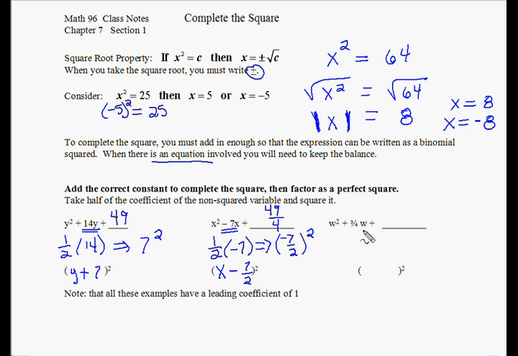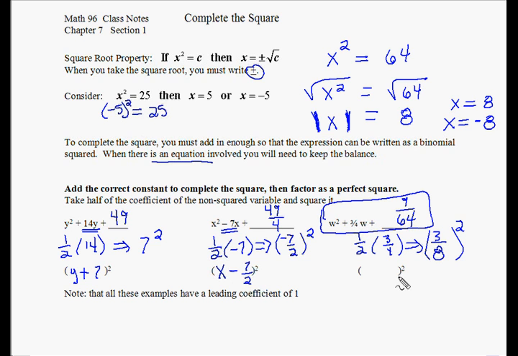One more shot at this, getting a little bit more complicated. How do you take half of a fraction 3/4? That's right, you get 3/8. And then you would have to square that. So 3 squared is 9, 8 squared is 64. So if I wanted to factor this expression into a perfect square, I would break down the first, w, and I'd break down the last, 9/64, I can write as 3/8. I check the signs. This is a plus as well as that one, so they're both going to be a plus.